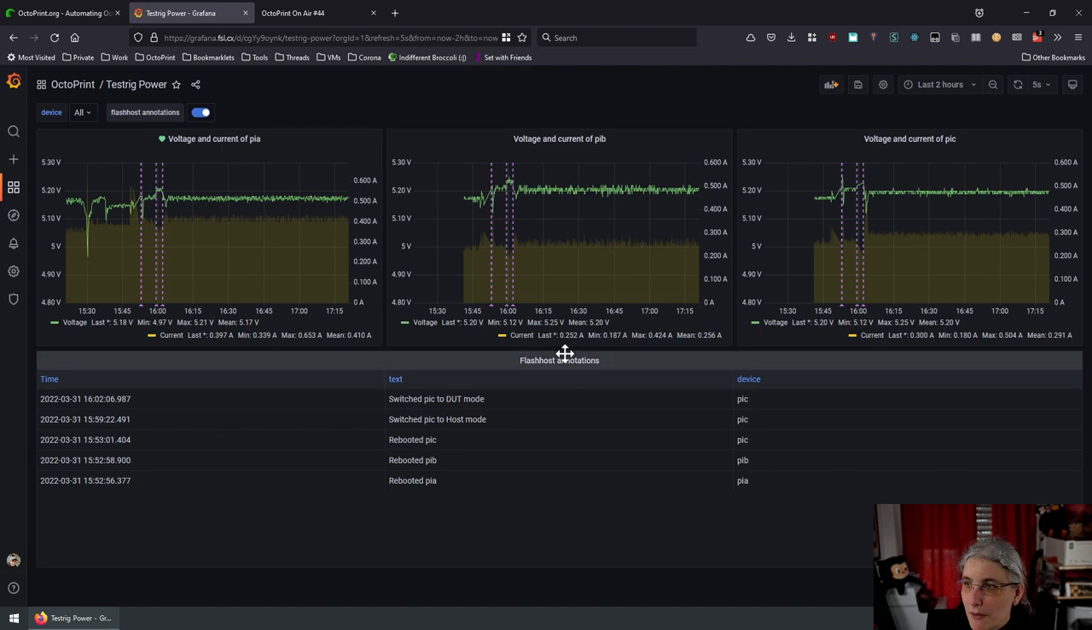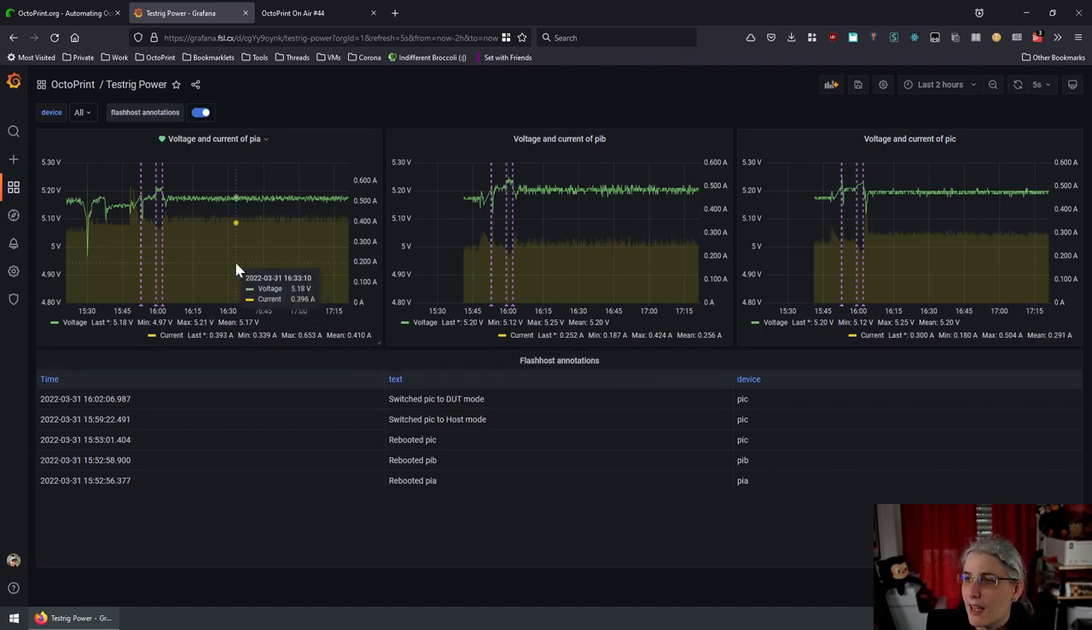And all of these are Raspberry Pi 3s. And what you might notice is that all of them are flashed, I think, to an OctoPi 018 with OctoPrint 180RC3. Though not Pi C, I think. Pi C is still on 173. I'm not sure, though.